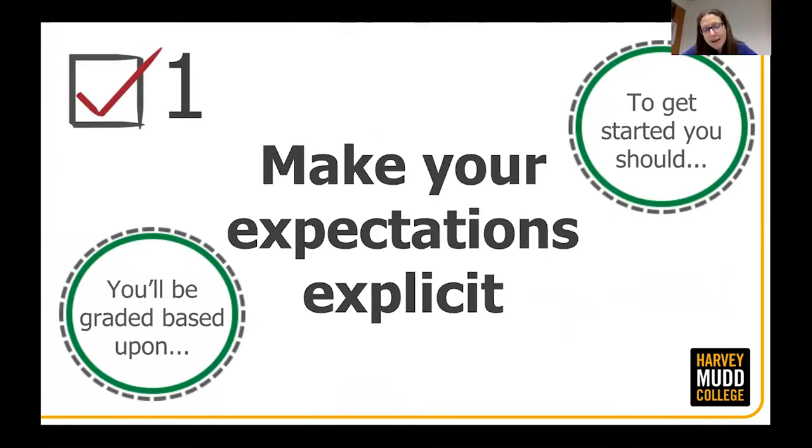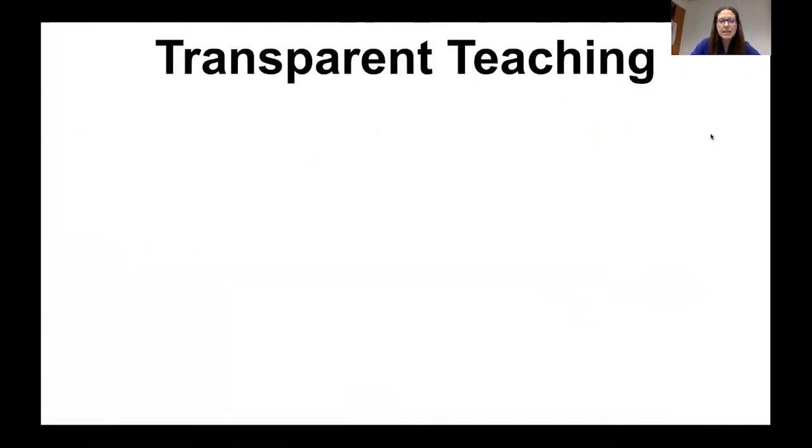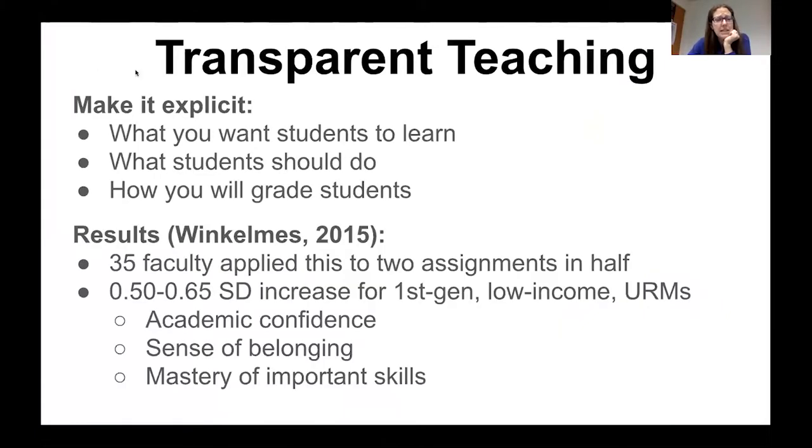So I think Pam hit on this: sometimes academic institutions make assumptions about what students know about navigating academic institutions. There's some work that's referred to as transparent teaching. None of these ideas are going to be surprising to you, but it's just the idea that you should be really explicit with students about what you want them to learn, what they should do, and how you'll grade them.